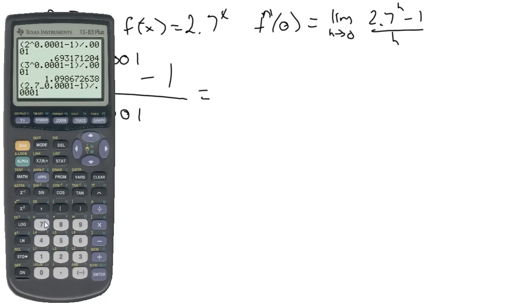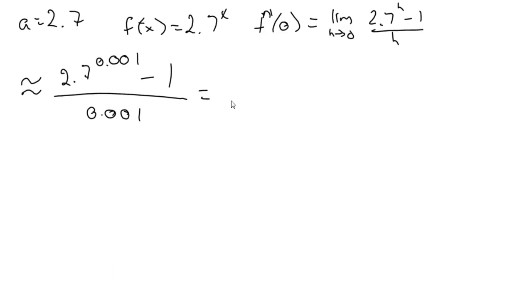2.7. Oh, sorry, I have an extra 0 in here. 0.993. So the limit is almost 1. Very, very close. So it looks like the best base ever should be close to 2.7. Well, let's try it a little more.